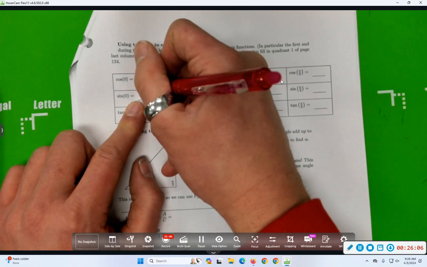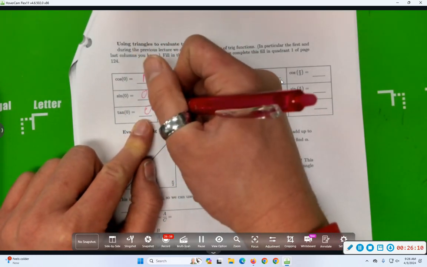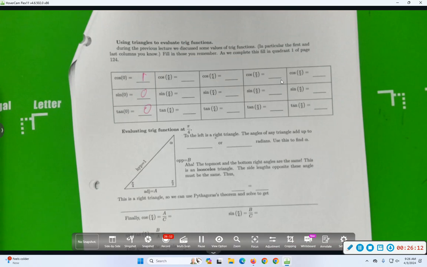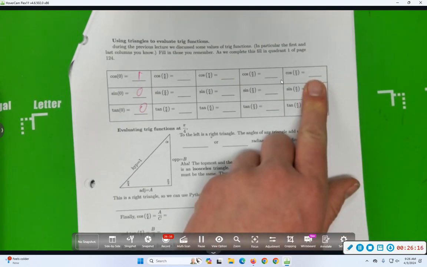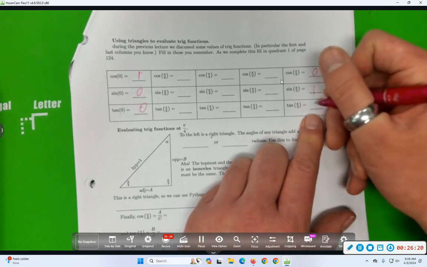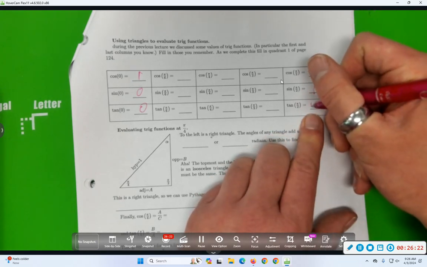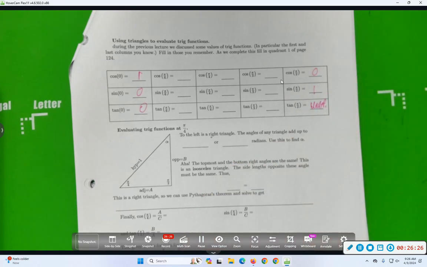And tangent? 0 over 1. 0 over 1, also known as 0. We also know at pi over 2, what's the cosine of pi over 2? 0. Sine? 1. Tangent? 1 over 0, which is invalid here. Any one of those, right? As long as you don't say that 1 over 0 is equal to 0 or something dumb like that. Then 1 over 0 is undefined, is fine.